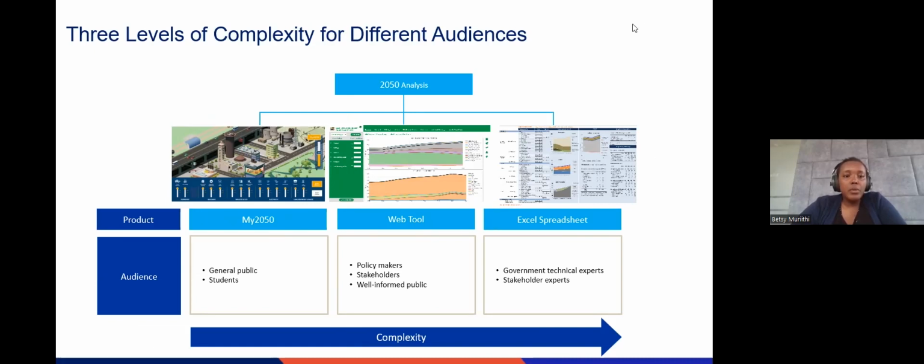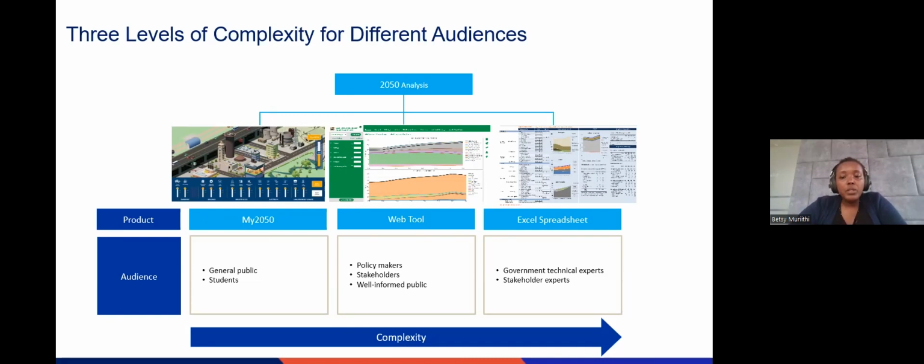to reduce carbon emissions. There are 3 levels of complexity for the audience. So there are 3 different tools, more or less to different degree of detail. So the My 2050 is a school-based, it's a simplified animation of the web tool and Excel sheet that it can be used for the general public and students. So we are still implementing that.